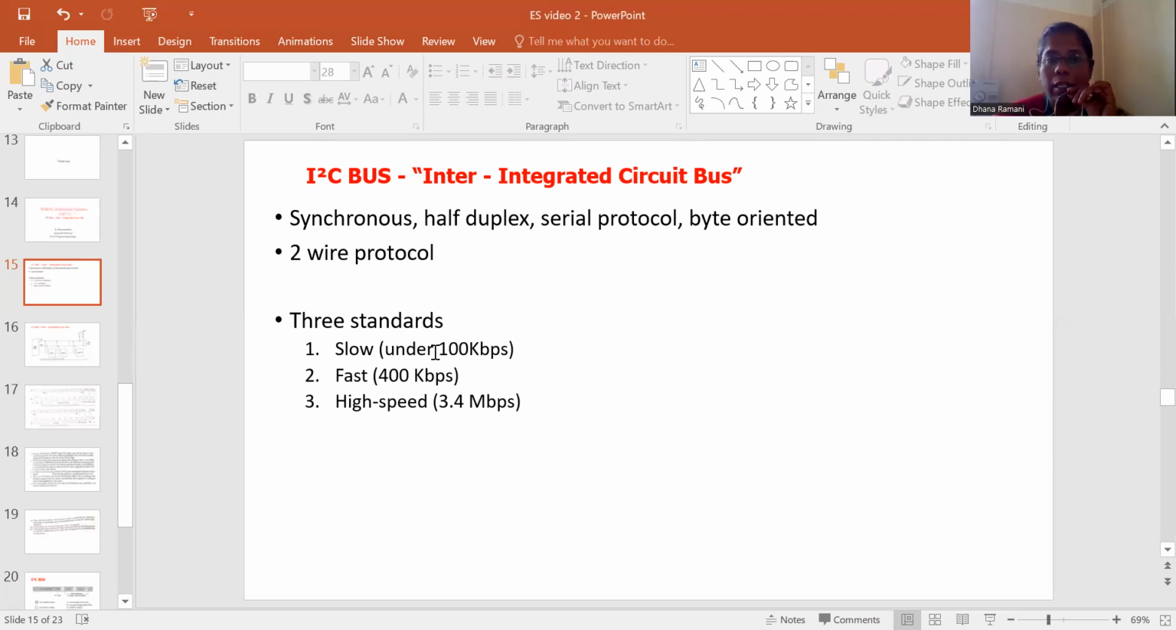And we have three standards here: slow, fast, and high speed. Slow is where it is 100 kilobits per second. If it is around 400 kilobits per second, it is said to be fast. And if it is in megabits per second, that is 3.4 megabits per second, it's said to be high speed.